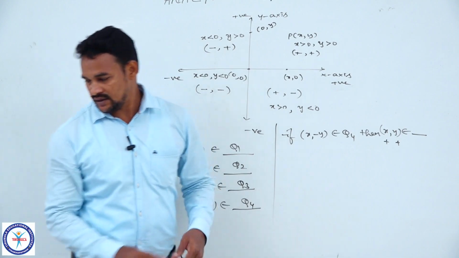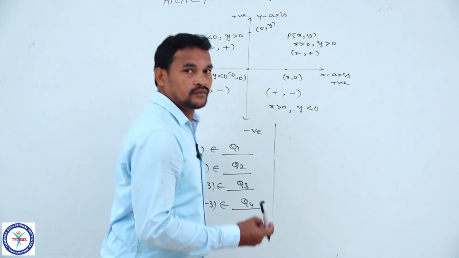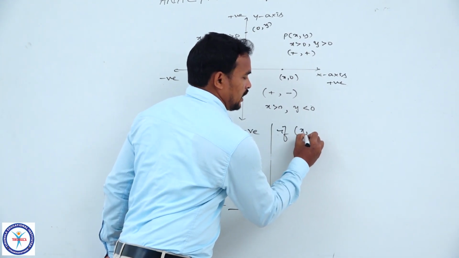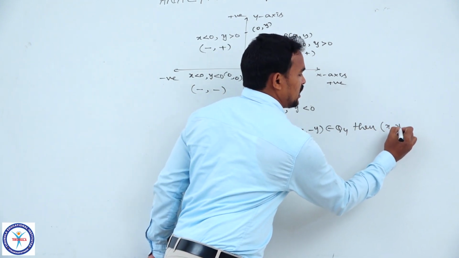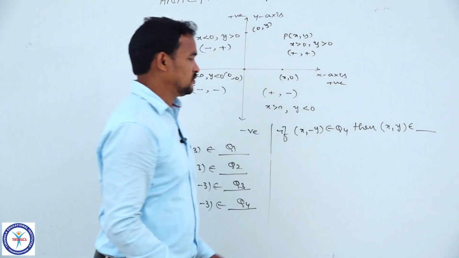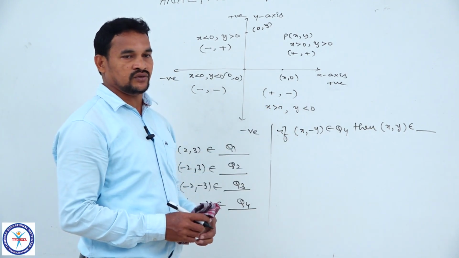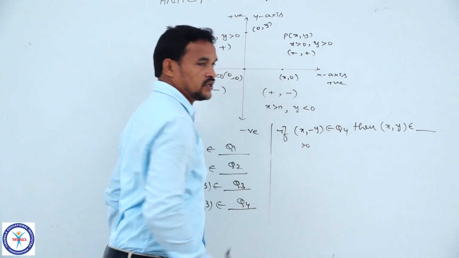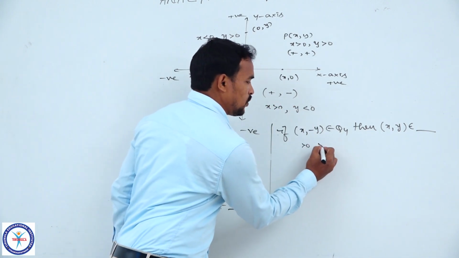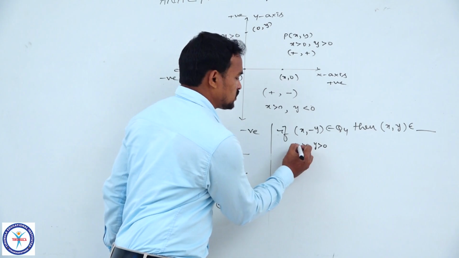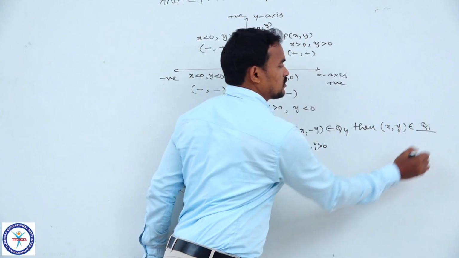Understood or not? Once again I will explain. Here see, if the point x comma minus y belongs to Q4, then x comma y is in which quadrant? In Q4, x is positive, y is negative. X is positive means it is greater than 0. Y is negative means minus y is negative. When minus y is negative, y is positive. Here x is positive, y is positive. In which quadrant? First quadrant. Therefore x comma y belongs to Q1.